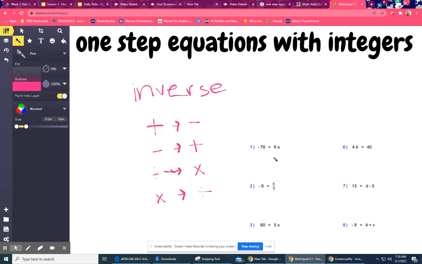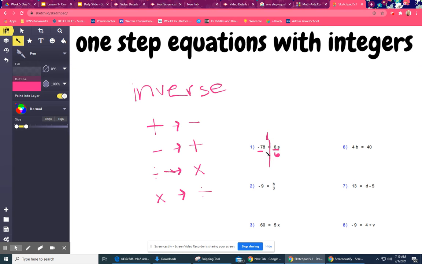On number 1, you have negative 78 equals 6 times s. We're always going to start on the side that has the variable, and a variable is just the letter. Again, this should all be review. The inverse of multiplying by 6 is to divide by 6. And you were always taught that what you do on one side of the equal sign, you have to do to the other. So I've always drawn a line through the equal sign. That way I continue to do the same thing on one side as I do on the other.